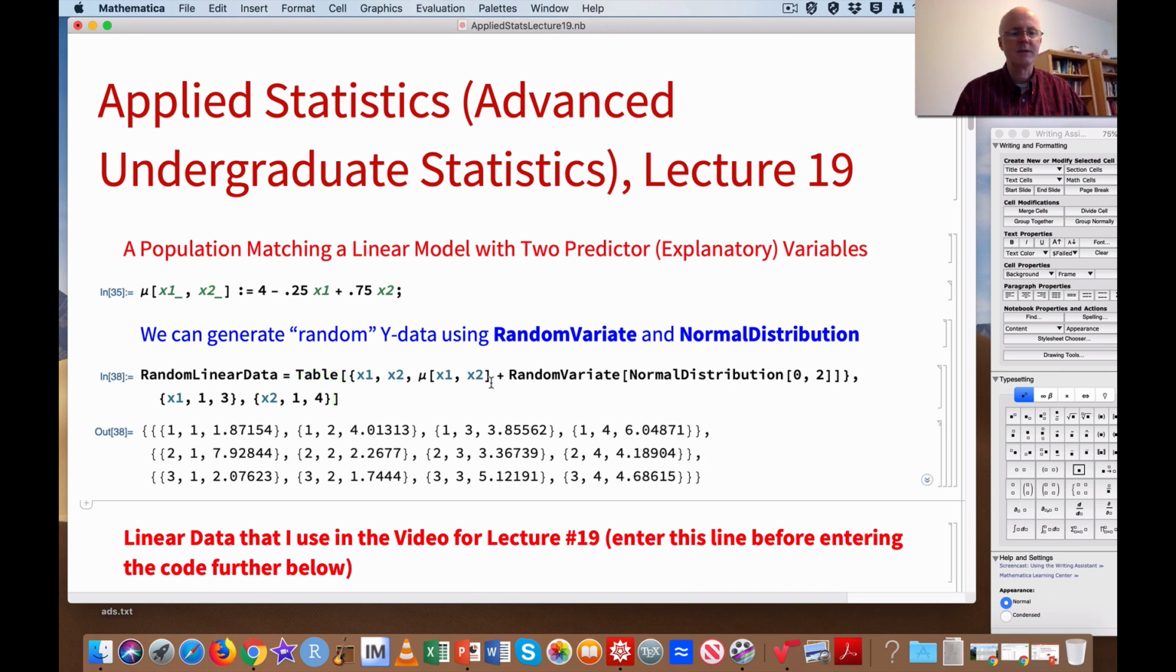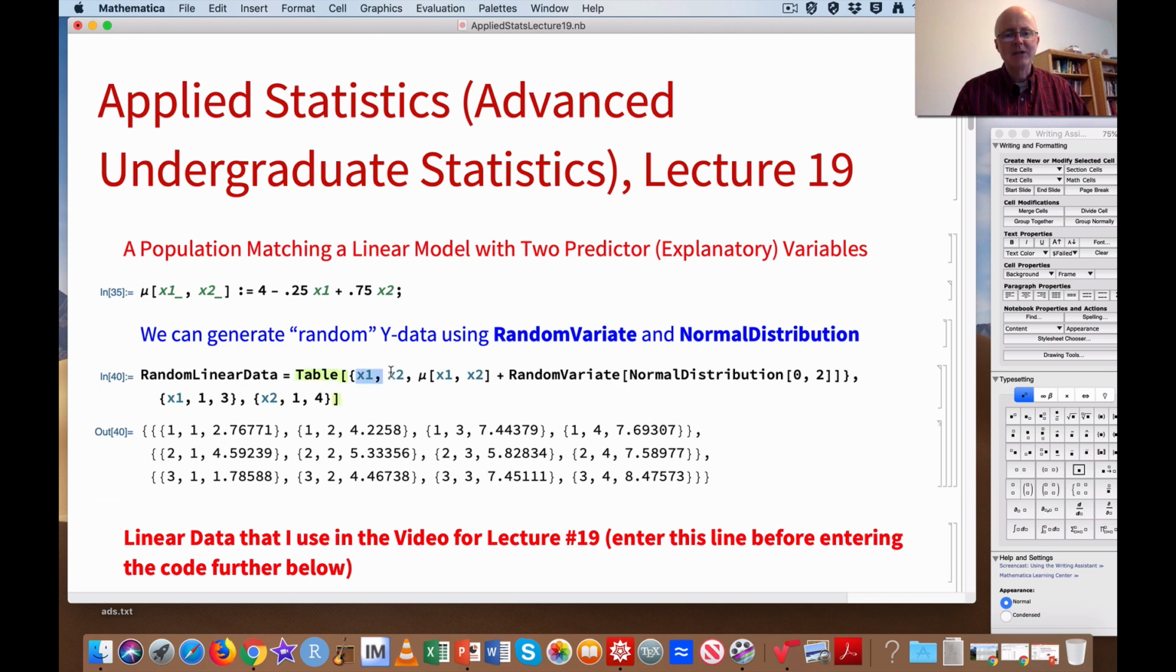And every time you enter this, you're going to get different random linear data. The x1 and x2 are deterministic, and they do go from 1 to 3 and 1 to 4, respectively. And then the y is mu, plus this thing is essentially EI, capital EI. Normal distribution with a mean of 0 and a standard deviation of 2. Mathematica requires you to plug in the standard deviation there rather than the variance. That's the normal distribution that the EIs all have.